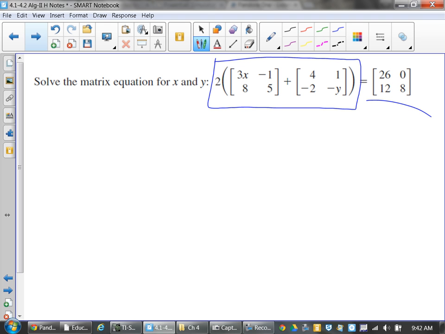Here's what happens. If you go through the first part and see how it's written up for the first entry, that top left entry, what it says is 2 times the quantity 3x plus 4 has to equal 26. That's all that says, if you follow through where it's going. The second one, 2 times negative 1 plus 1 has to equal 0.